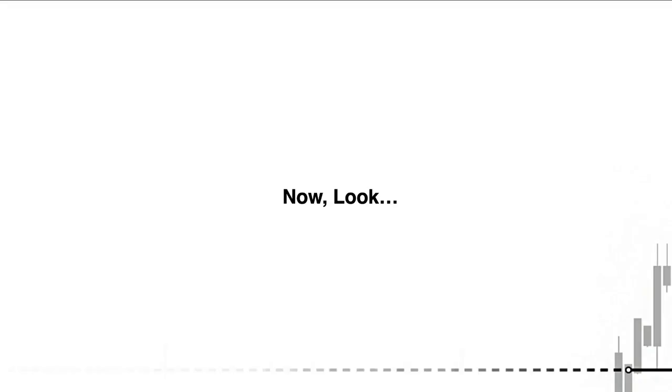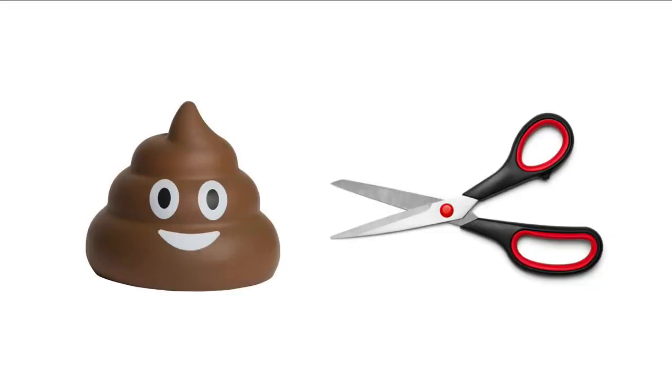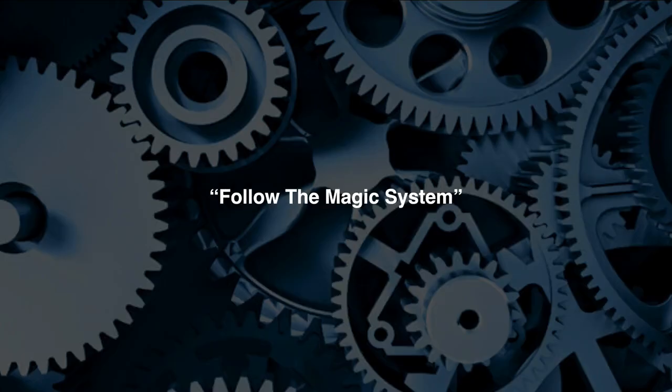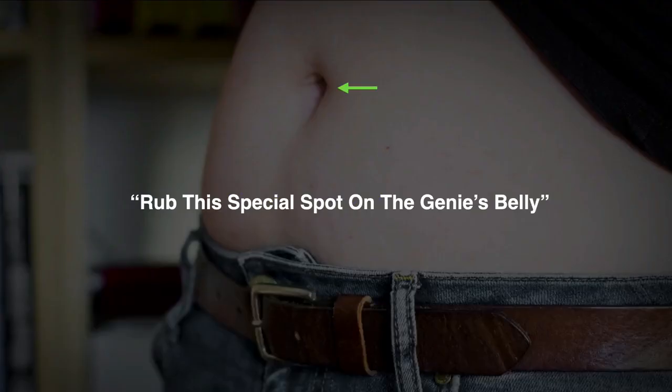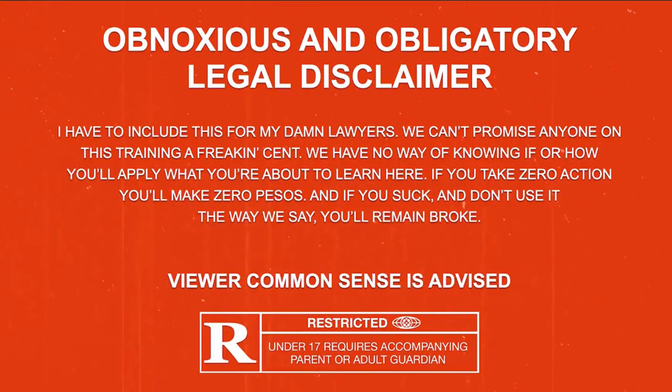Now, look, if you're wondering what the catch is, let's just cut the shit right now because I hate it when some hypey dude on the internet tells me, oh, it's so simple to make a ton of money, just follow the magic system. Eat these magic beans or just rub this special spot on the genie's belly to make money magically fall from the sky. I can't promise any one of you on this training a freaking penny because I have no way of knowing if or how you'll apply what you're actually learning here. So let me make this simple for you.